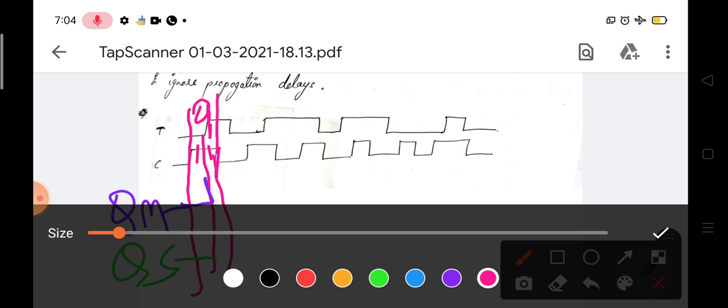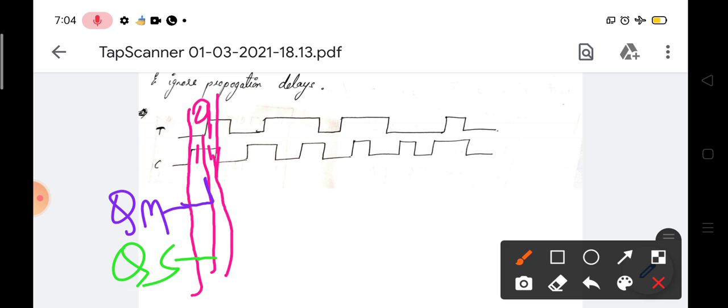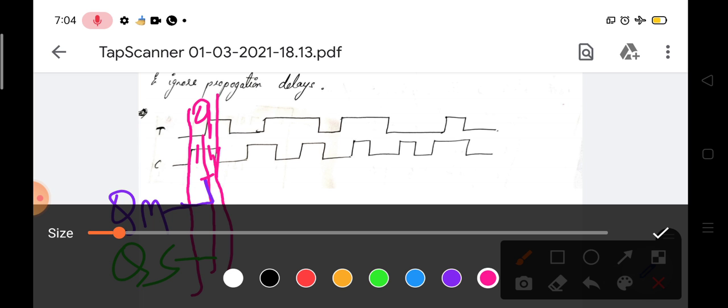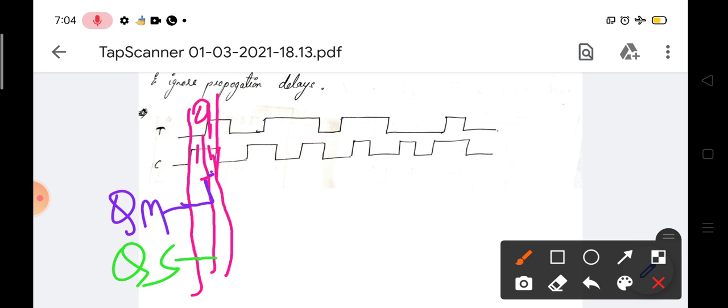So now QM goes high up till here. However, QS is still low. Now pay attention. This is the falling edge of the clock. It means at this edge my QS goes high.